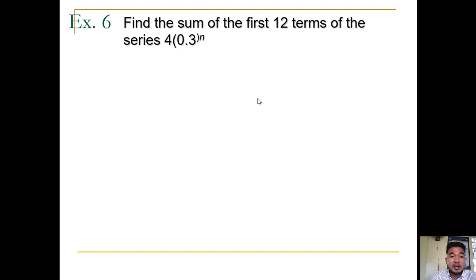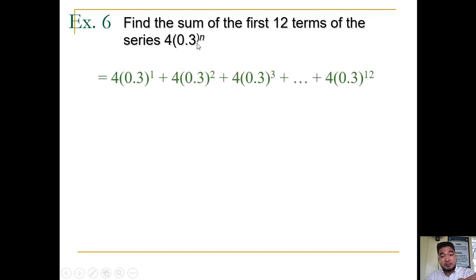Let us have an example. Find the sum of the first 12 terms of the series 4 times 0.3 raised to n. So ito na, given na agad yung formula ng series which is 4 times 0.3 raised to n. Ang kukuhanin na lang natin yung sum of the 12 terms. Balik tayo dun sa formula. Pag inisa-isa natin yan, ito ngayon yan. 4 times 0.3 raised to 1 plus 4 times 0.3 raised to 2 hanggang sa makarating ka ng 4 times 0.3 raised to 12. So, i-add mong isa-isa, medyo mahirap yan, mahaba.